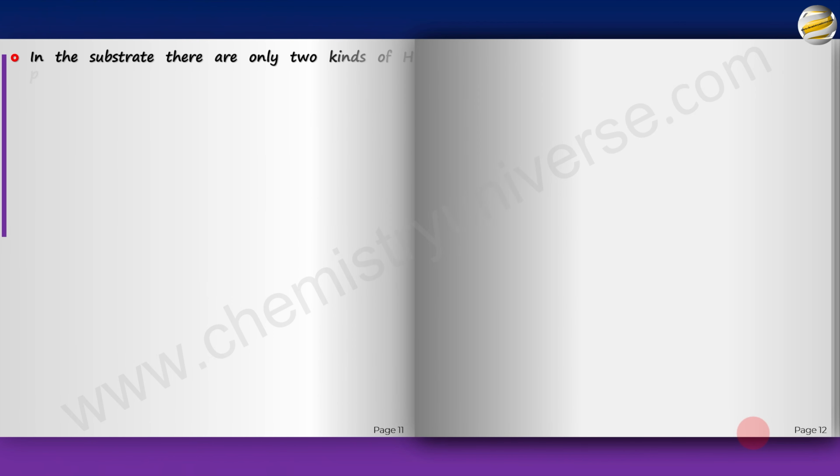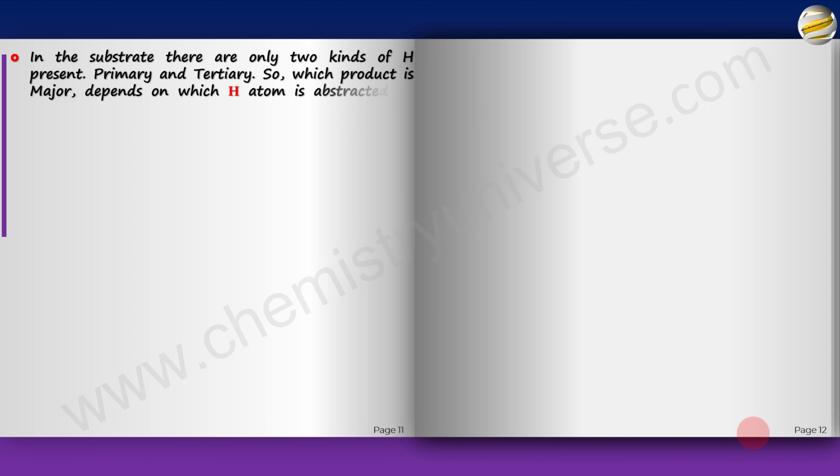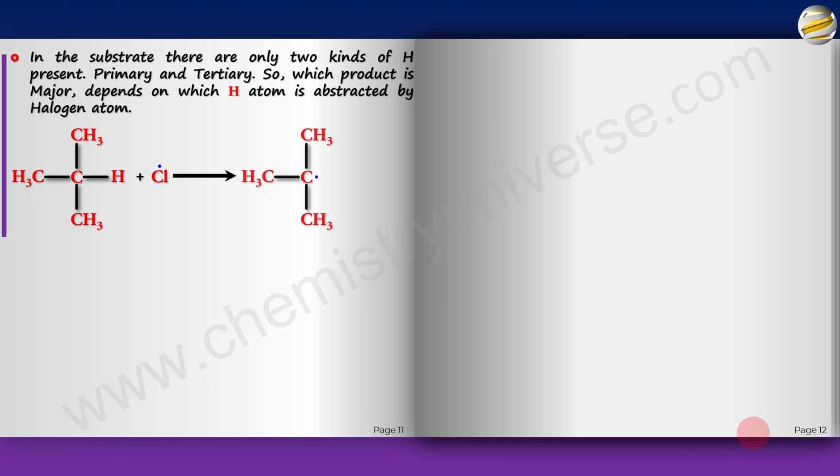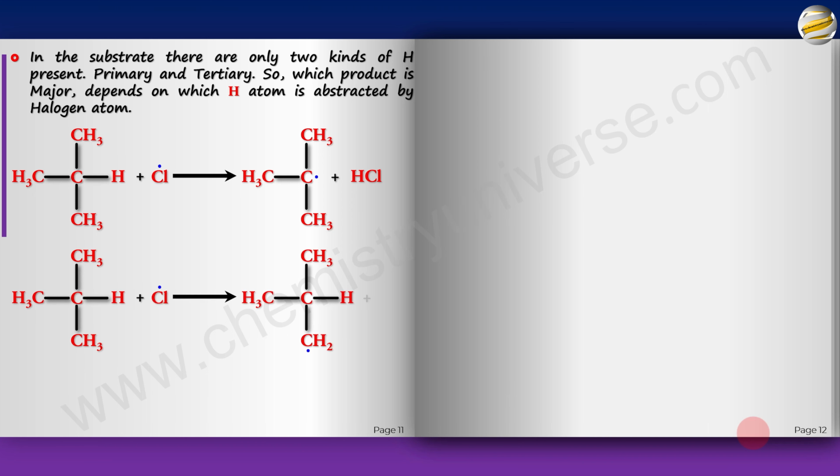All right. Let's check some more. In the substrate, there are only two kinds of H present, primary and tertiary. So which product is major depends on the H atom that is abstracted by the halogen atom. Now let's look at chlorine. So you get a tertiary radical and HCl if it takes a tertiary H, or it may take a primary H and give you a primary radical.